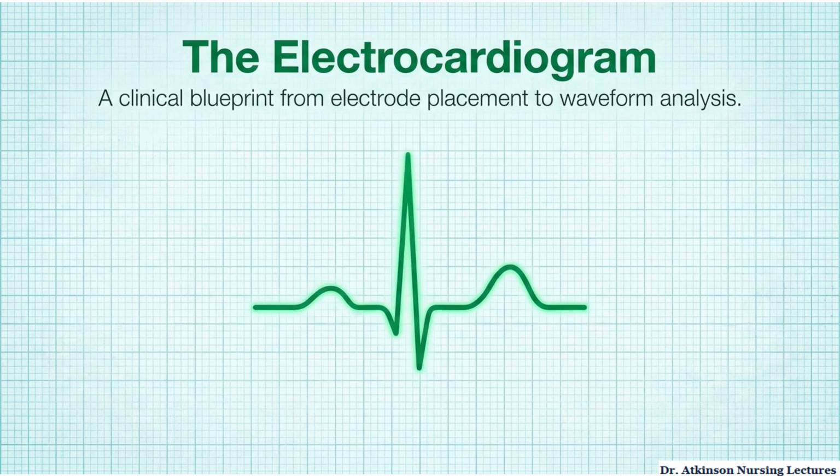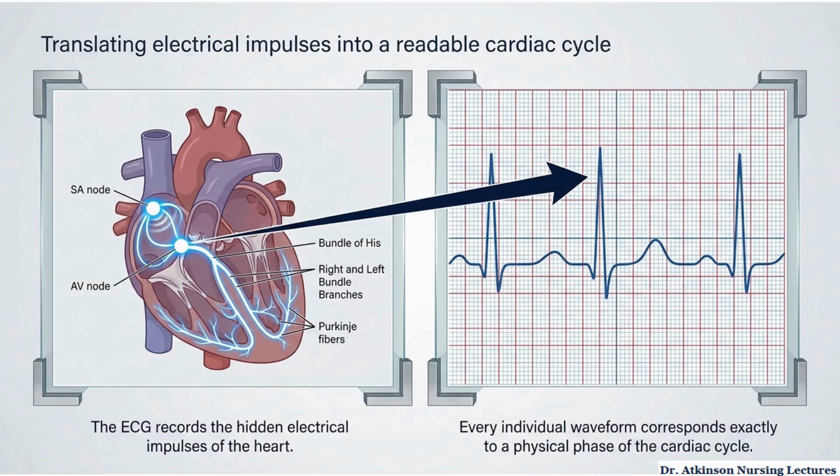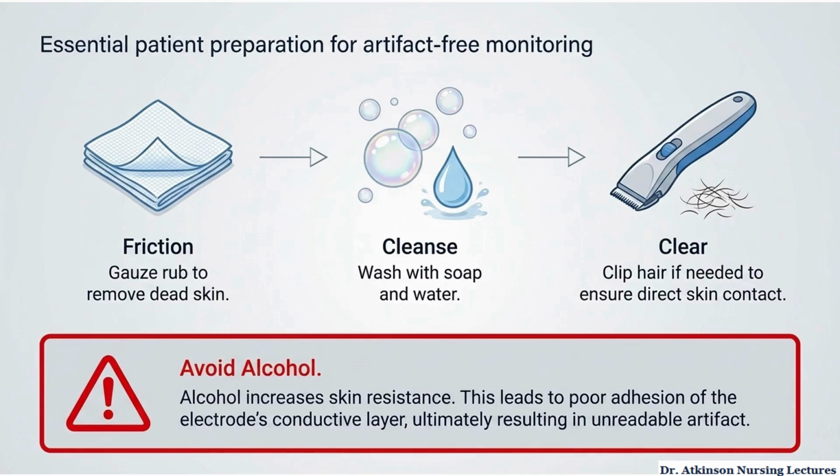Today, we are going to talk about the electrocardiogram, from electrode placement all the way through waveform analysis. The ECG records your patient's hidden electrical impulses, and every waveform you see corresponds exactly to a physical phase of the cardiac cycle. First, before placing the electrodes, prep the skin with a gauze rub to remove dead skin.